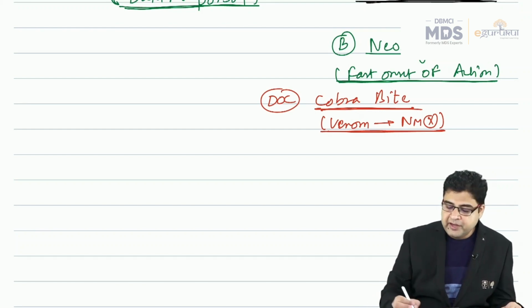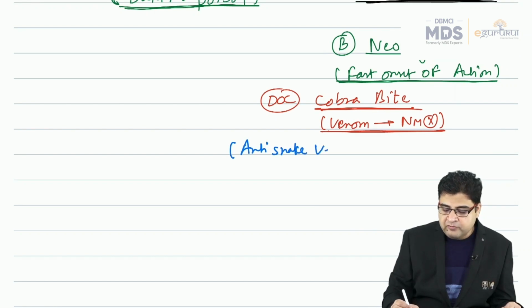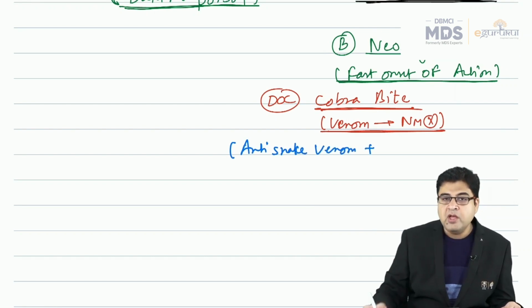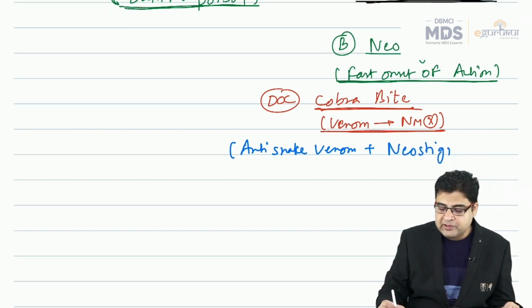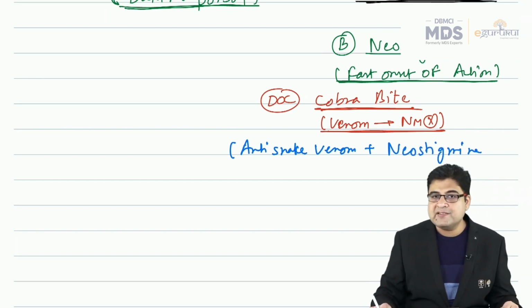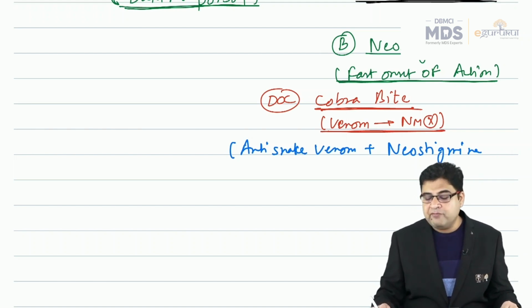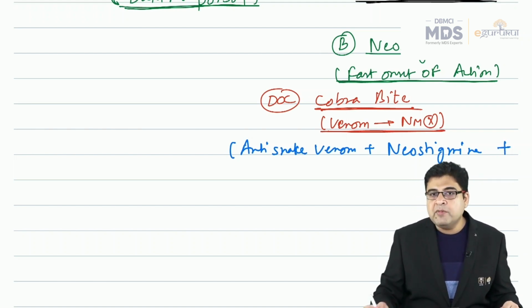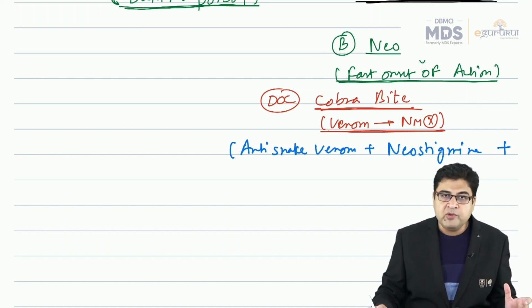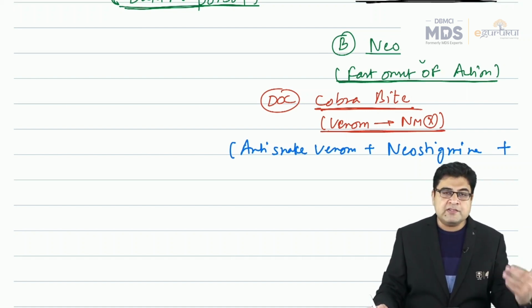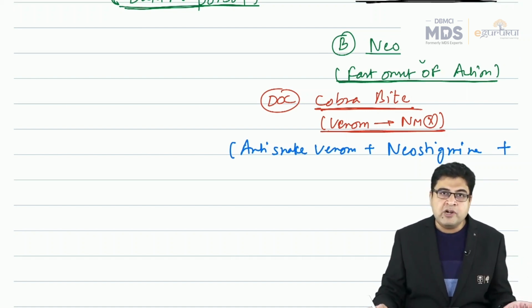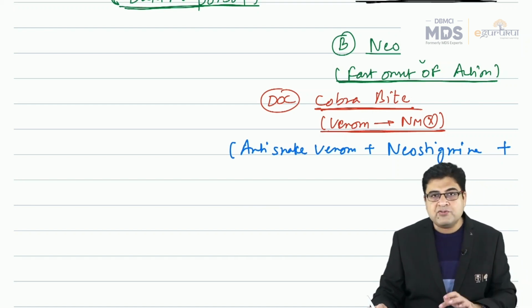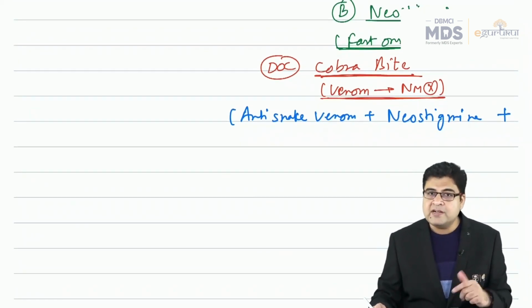So in this case, we have to give anti-snake venom, the antidote of venom. But along with anti-snake venom, we have to give neostigmine to gain the muscle strength back. But again, the same problem: whenever we give neostigmine, we not only increase the strength of the somatic or voluntary muscle, we also get increased activity of the involuntary muscle, which is not required.